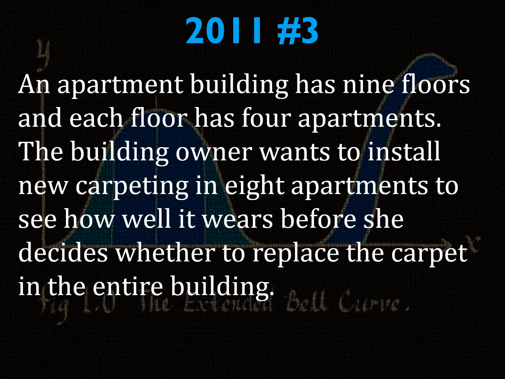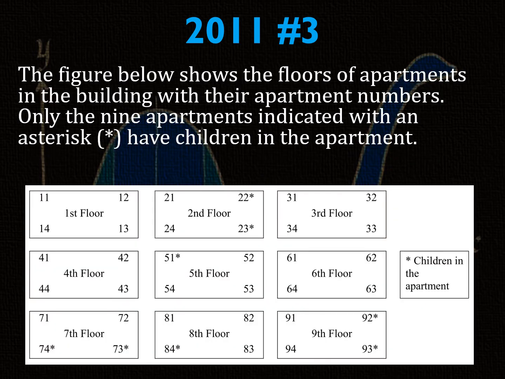Number 3 from 2011. An apartment building has 9 floors and each floor has 4 apartments. The building owner wants to install new carpeting in 8 apartments to see how well it wears before she decides whether to replace the carpet in the entire building. So here's the diagram. The figure below shows the floors of apartments in the building with their apartment numbers. Only the 9 apartments indicated with an asterisk have children in the apartment.